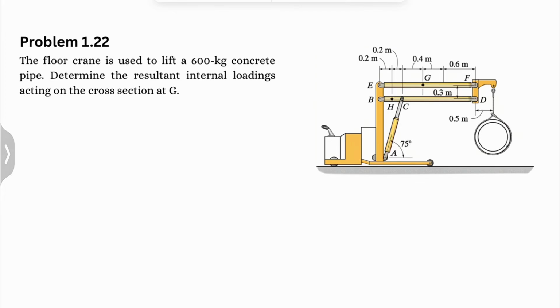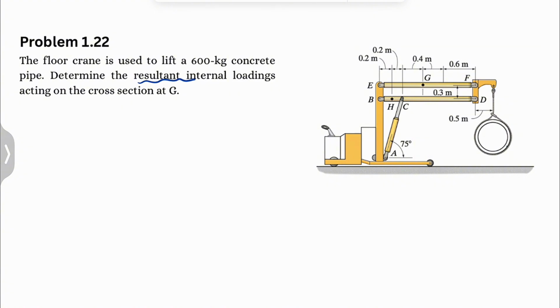Alright guys, welcome back. We have another question from the first chapter of Mechanics of Materials by Hibbeler, and we have this floor crane that is used to lift the 600 kilogram concrete pipe, which is here. So the pipe is lifted by this crane, and we need to determine the resultant internal loading acting on the cross-section at point G. So the crane and everything might seem a little bit scary in this question, but if you just go step by step, you can see that it's not actually that complicated.